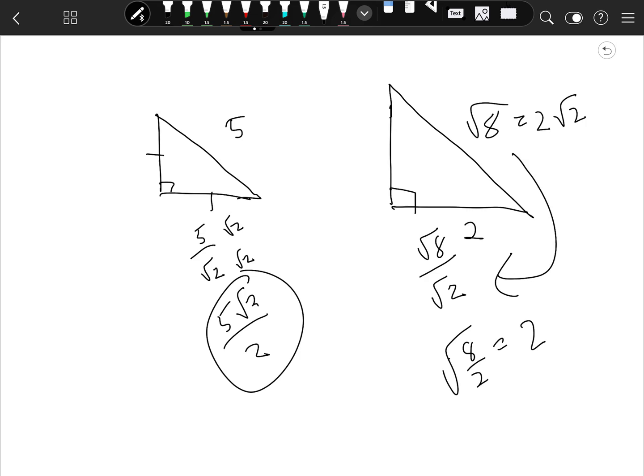Anyway, I hope those examples help you a little bit. Thank you very much. This is the first in a series of 2 special kinds of right triangles. The first is a 45, 45, 90, and the second we'll talk about next time.